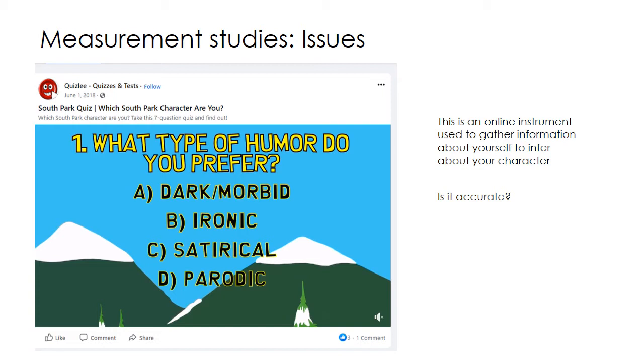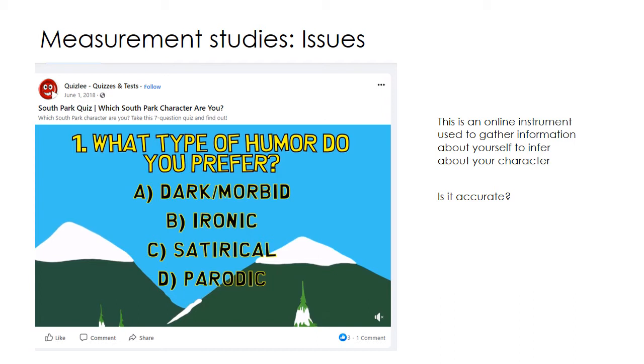I believe that most of you have at least once in your lifetime experienced answering online quizzes or tests to identify your personality, to explore who you are, or to see how you relate to a character, a fruit, or even a celebrity. These online instruments or questions are used to gather information about yourself, and then they infer your character. To be honest, this is a type of quiz that I found on Facebook, which is actually trying to associate my responses with a cartoon character.